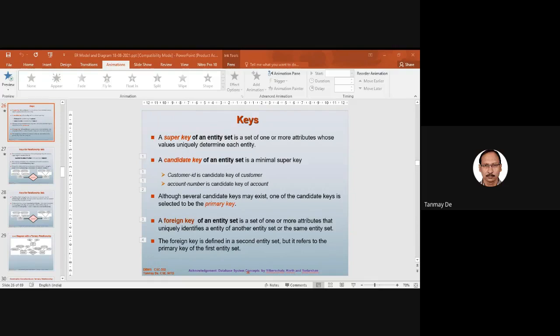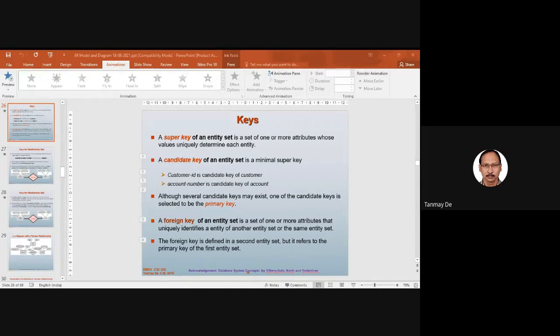That means a super key is a superset of a candidate key. Among the super keys, which one is the minimal form? Customer ID. This minimal form is chosen as a candidate key. So the super key is a superset of the candidate key. Customer ID is the candidate key for the customer entity set.